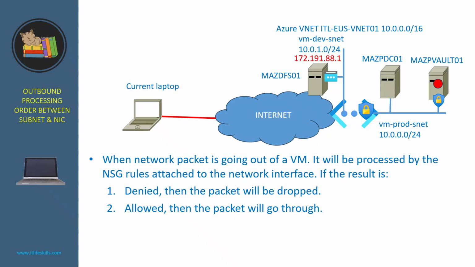Let's learn about the outbound processing order between subnet and network interface. When a network packet is going out of a VM, it will be processed by the NSG rules attached to the network interface. If the result is denied, then the packet will be dropped. And if the result is allowed, then the packet will go through.